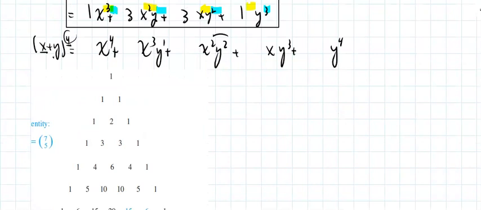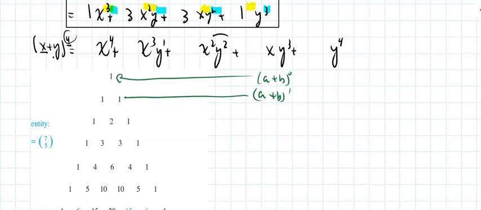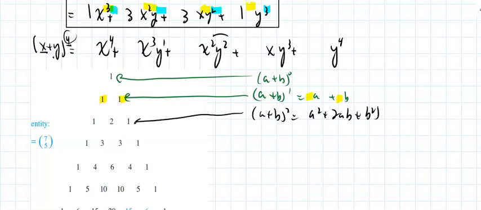Pascal figured out if you take (a + b) to the 0 power, that's a 1. If you take (a + b) to the 1 power, that's a plus b, and the coefficients are a 1 and a 1. If you take (a + b) and you square it, that's a squared plus 2ab plus b squared. And the coefficients are a 1, a 2, and a 1. If you take (a + b) cubed, you know that's a cubed plus 3a squared b plus 3ab squared plus b cubed. The coefficients are listed right there.